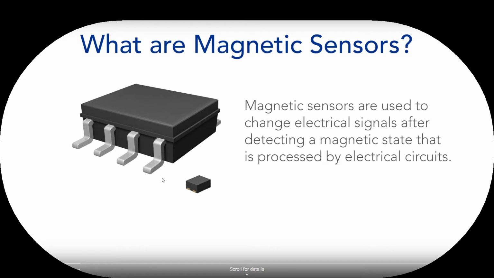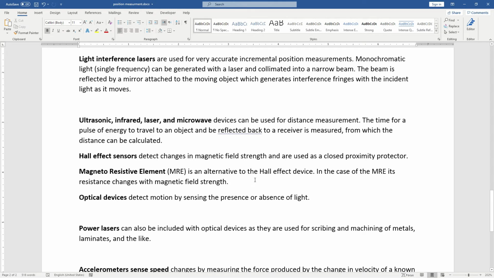Magnetoresistance element. It is also a newer technology used to measure rotation or position by the effect of magnetic fields on the resistance. It is an alternative to the Hall effect device. The change here will be in the resistance, not in the potential. Sorry, it is a resistance change, not the voltage change.